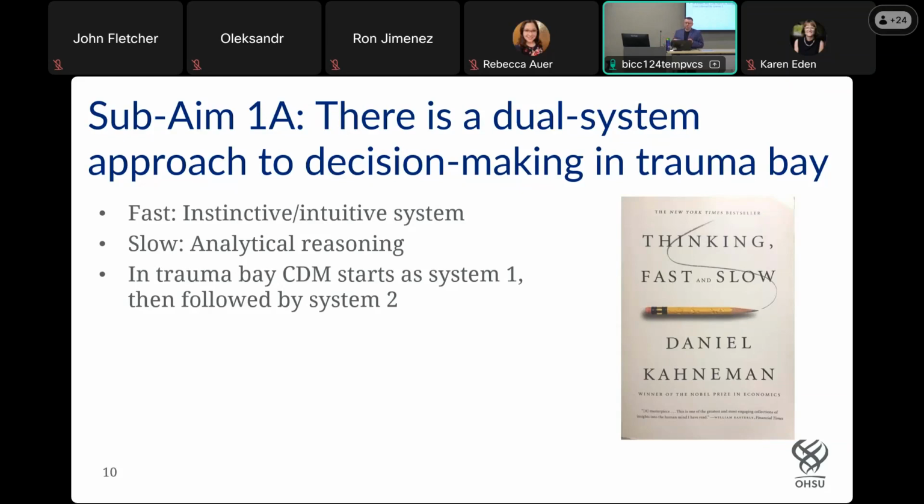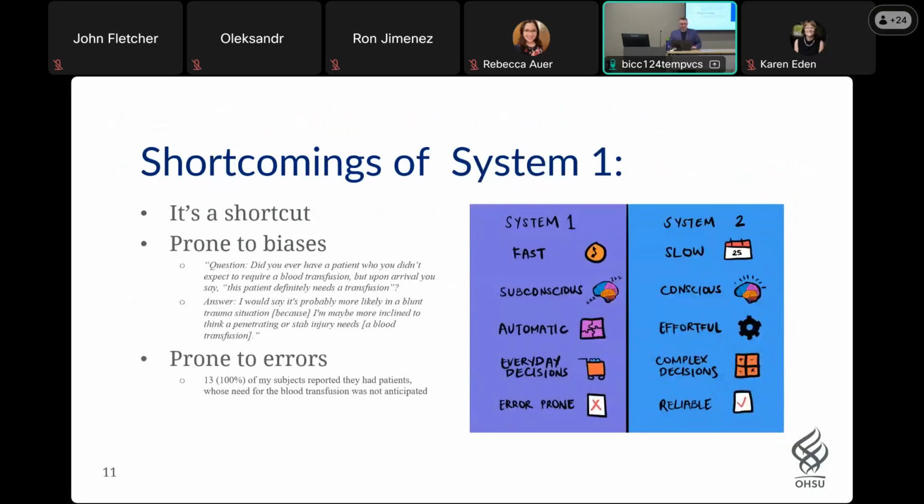And there is slow. It's more deliberate. It takes effort. We are looking at variables, we are comparing them, we are making some decision, but it makes us think a little bit harder.